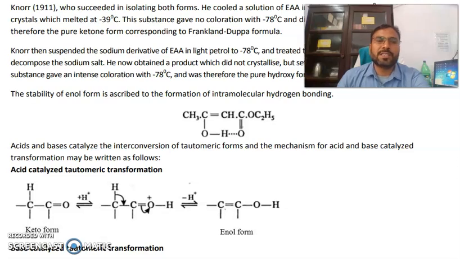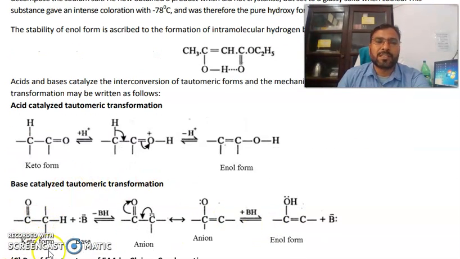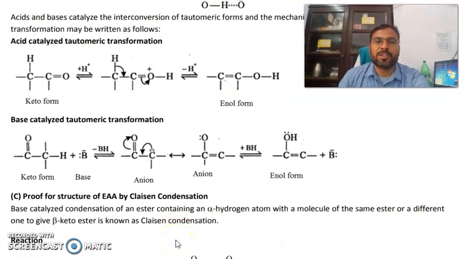You know, acids and bases catalyze the interconversion of tautomeric forms, and the mechanism of the acid and base catalyzed transformation may be written as follows: this is the keto form, and this is the enol form. You know this. Base, you can see the anion and the enol form.